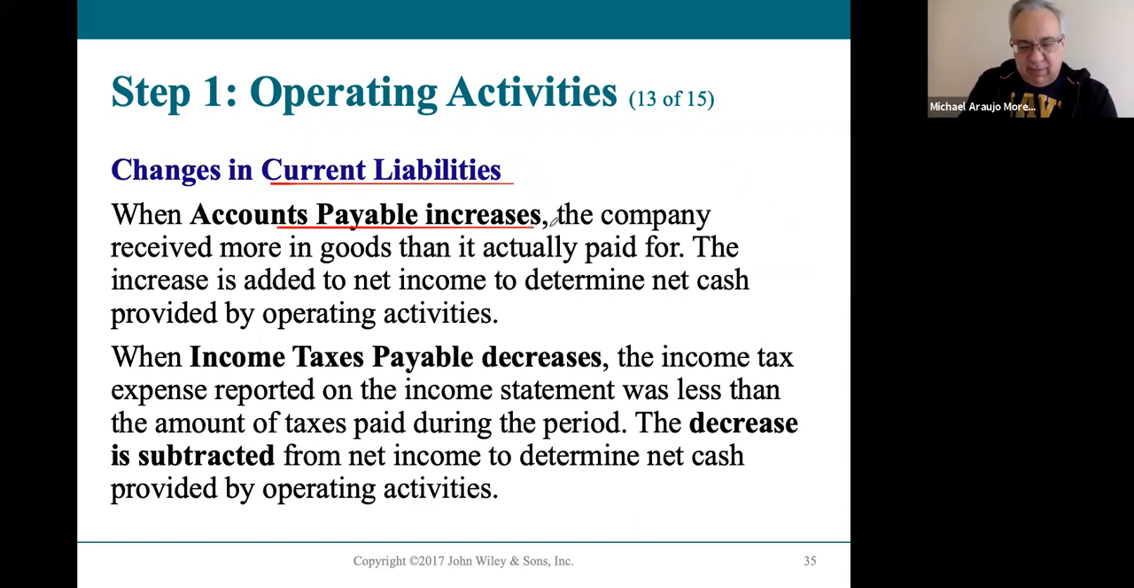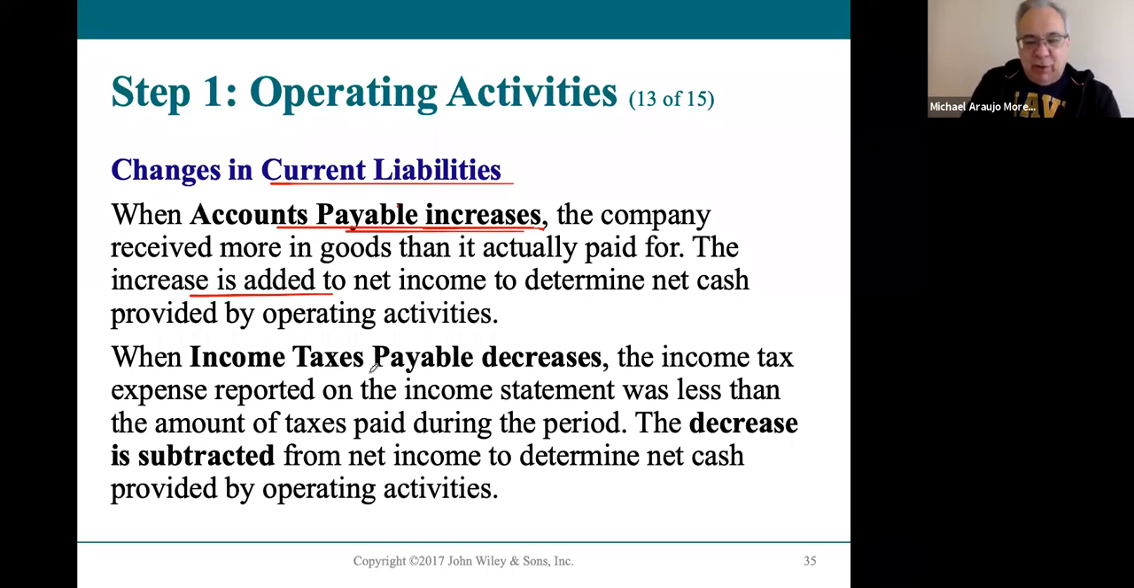Accounts payable is when we owe cash to other businesses, right? So in essence, when an accounts payable increases, we owe more cash. But from a cash basis, it also means that we didn't pay out any cash. So as accounts payable goes up, we add that. It's like saving cash. So we add the increase in payables as more cash staying in the company.